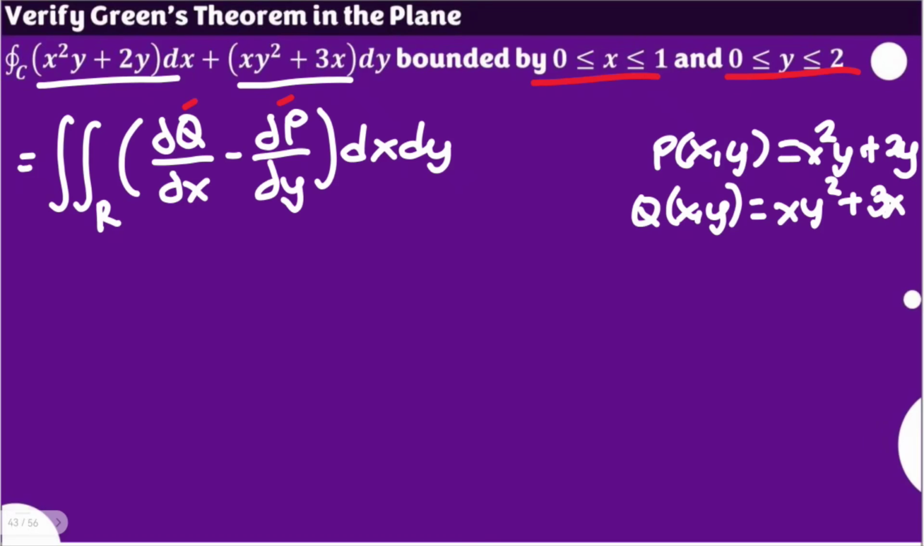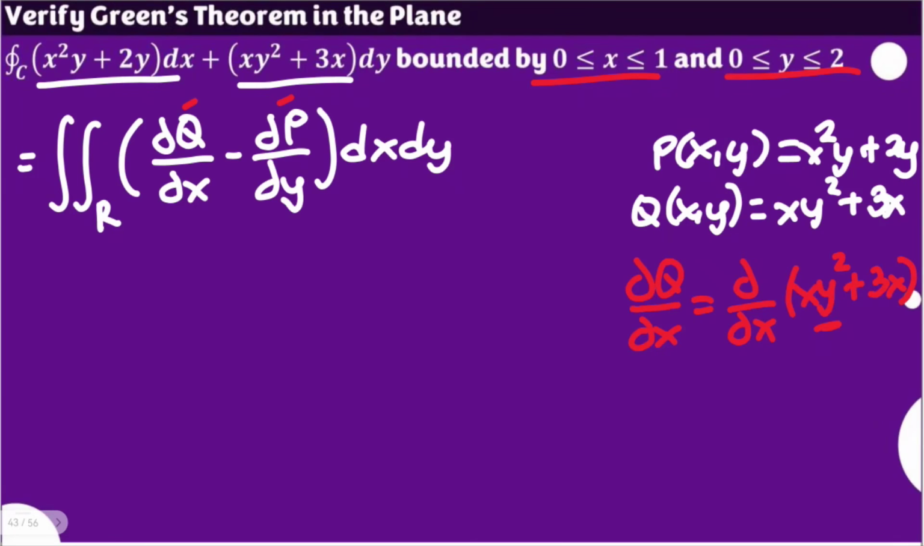Allow me to use this color. The partial derivative of your q function with respect to x. That's actually the partial derivative of whatever your q is, x y squared plus 3x. Take note, we are taking its partial derivative with respect to x. So those terms with y will be treated as constant. In short, y squared will be treated as a constant and x is your variable.